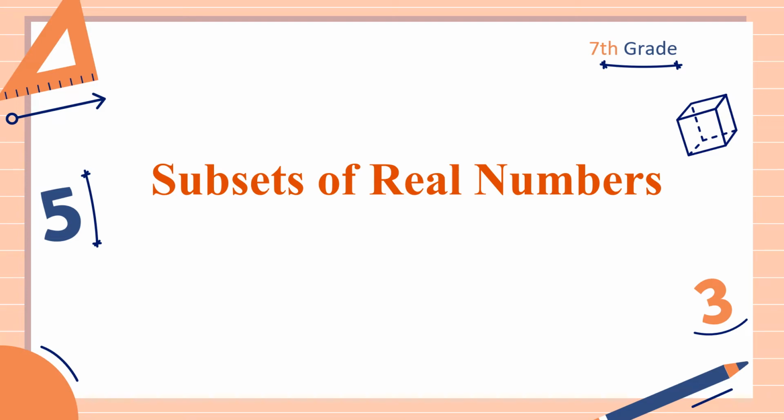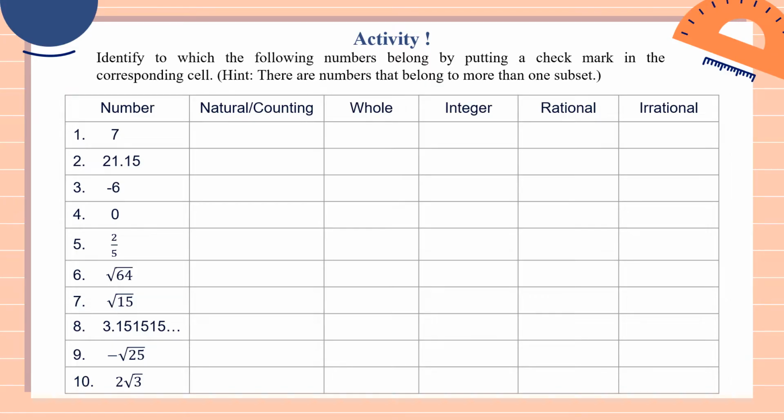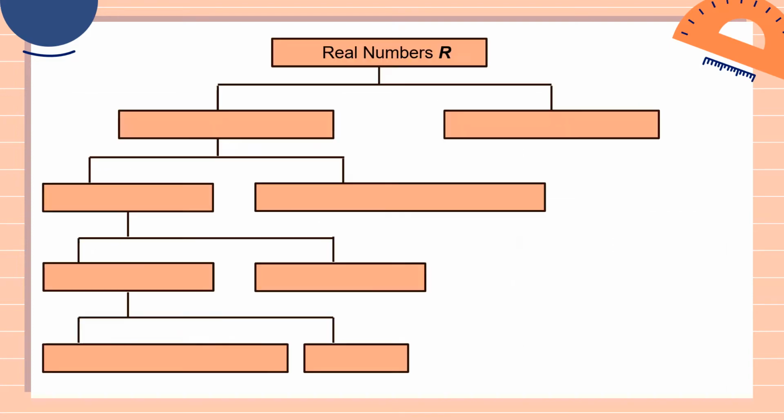Our topic for today's class is all about the subsets of real numbers. So without further ado, let's do this topic. Later in class, we'll be answering this activity. We have given numbers and we're going to identify, by putting a check mark, if the number is natural or counting number, whole number, integer, or rational or irrational. Before we answer this, we need to understand more what the subsets of real numbers are. This will be the diagram for real numbers, denoted by capital R.